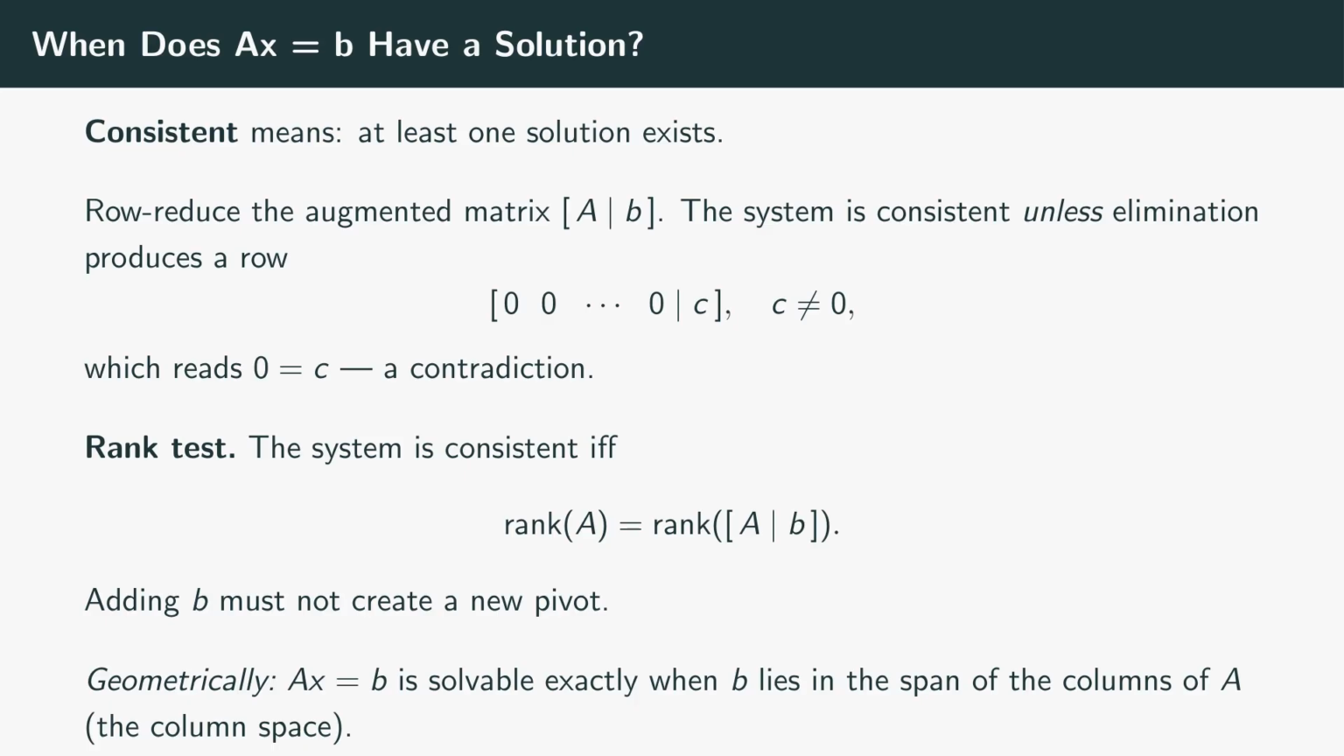Geometrically, the picture is lovely. The product A times X is always some combination of the columns of A, so AX equals B is solvable precisely when B lies in the span of those columns, the column space. If B is reachable by the columns, you can solve. If it sticks out of their span, you cannot.